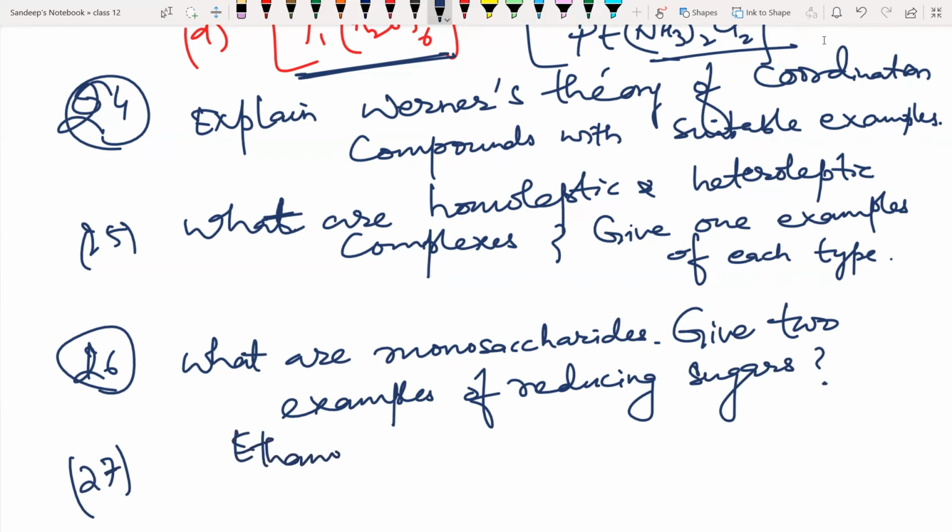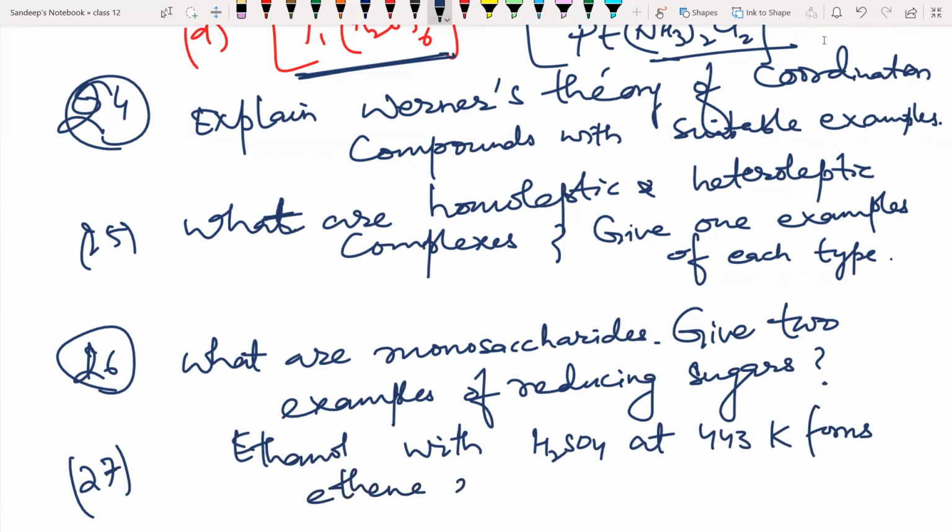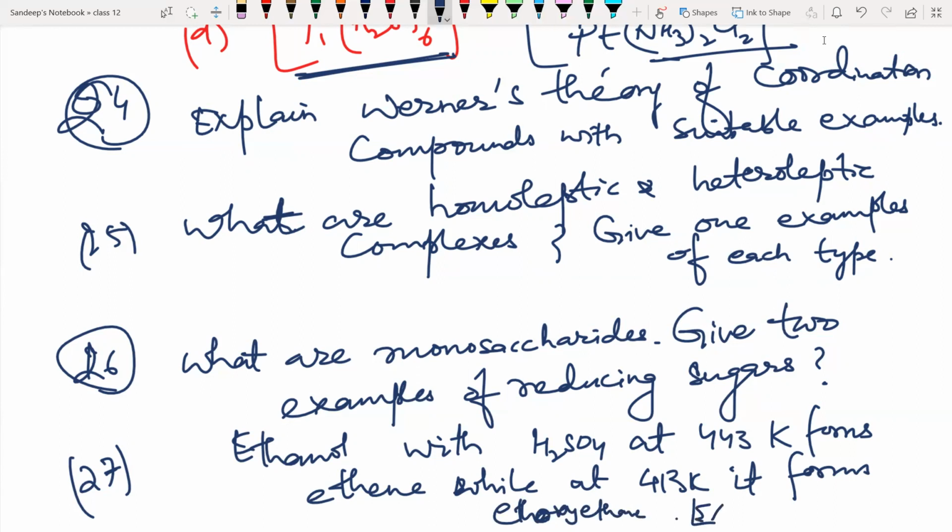Next is ethanol with conc H2SO4. Ethanol with H2SO4 at 443 Kelvin forms ethene, while at 413 Kelvin it forms ethoxyethane or diethyl ether. Explain the mechanism. So you have to write the mechanism, why this happens. This is from organic.